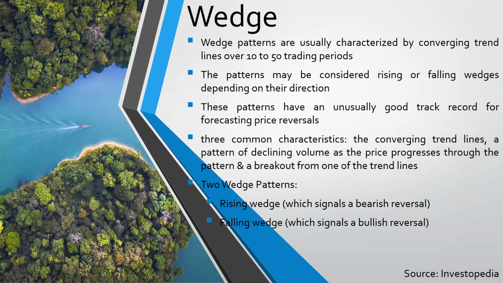So what's a wedge? It's nothing but a pattern. Usually it's a converging trend. Take into consideration around 10 to 50 periods. If you're in a day chart, then it's like a 10-day or 50-day trading period. So the patterns could be considered as rising or falling wedges, and we'll see it in a bit. What's a rising wedge and a falling wedge depends on the direction of its convergence, and it has a good track record for forecasting price reversals.